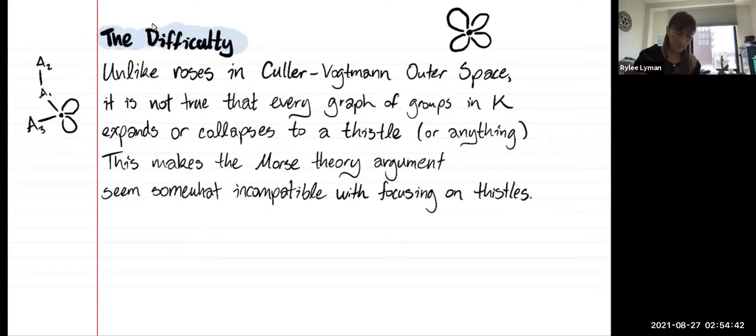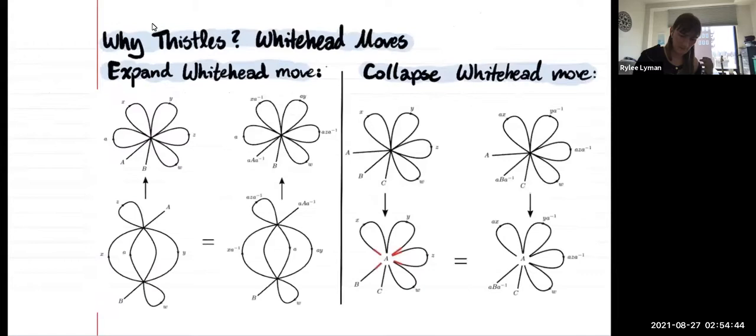Great. So in my last minute or so, let me tell you a key way of moving around the complex. They're called Whitehead moves. Understanding the combinatorics of Whitehead moves is basically the key in the Morse theory argument. There are 2 kinds. There are expand Whitehead moves. So we're starting at a thistle here.